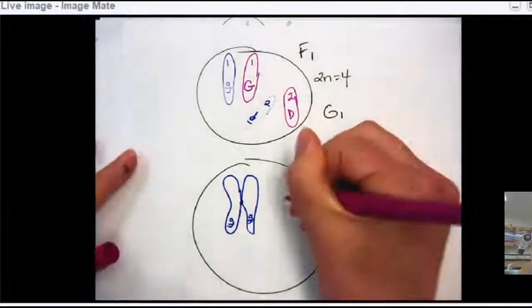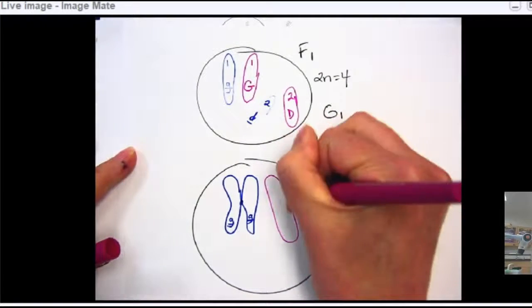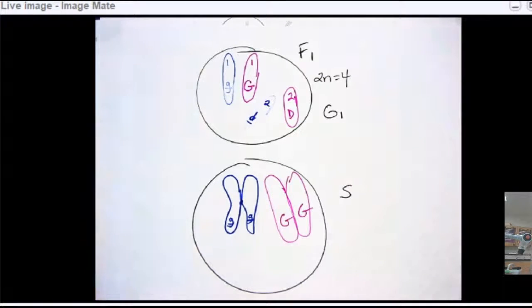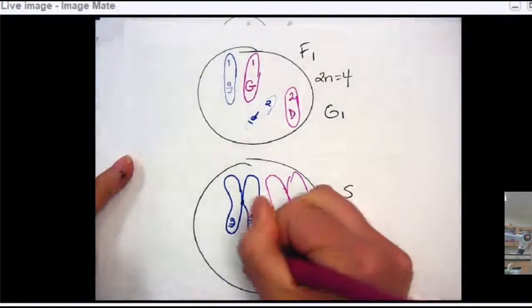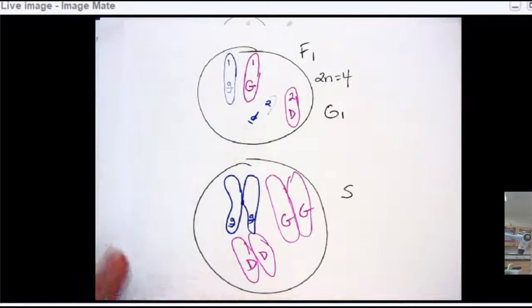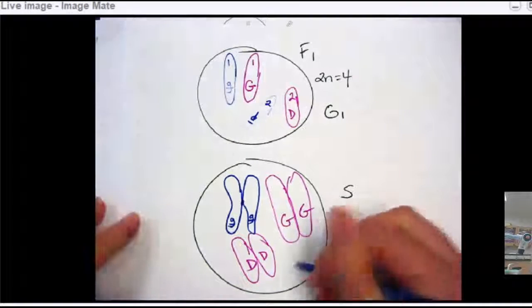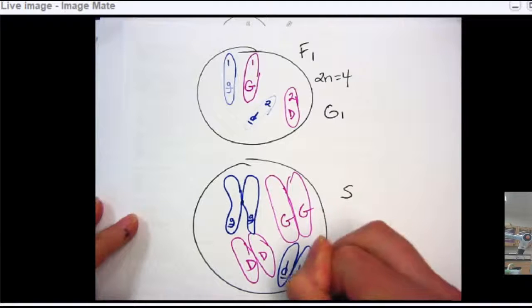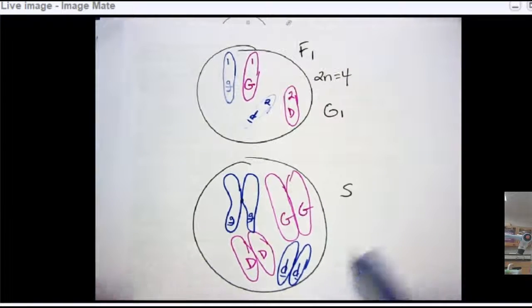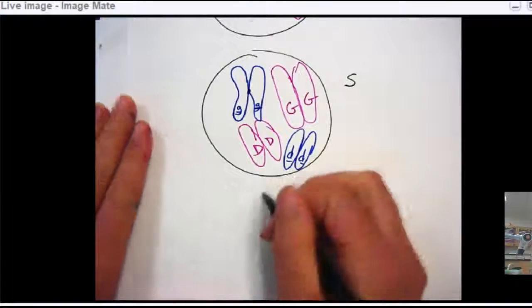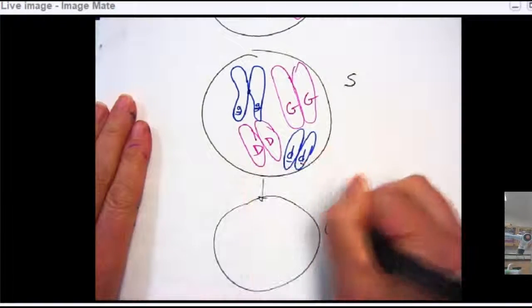This is still chromosome 1. They are sisters. Chromosome 2. Now I have replication of my chromosomes. It will go through and we'll go to G2.